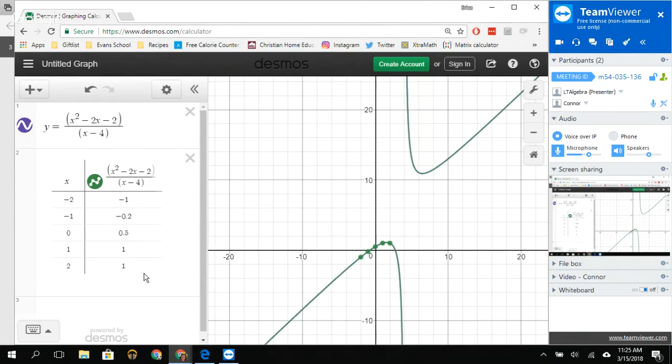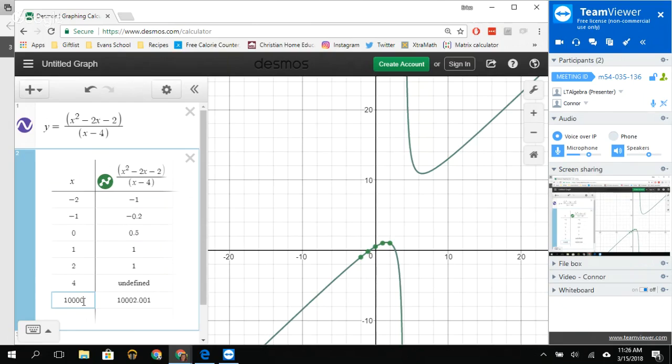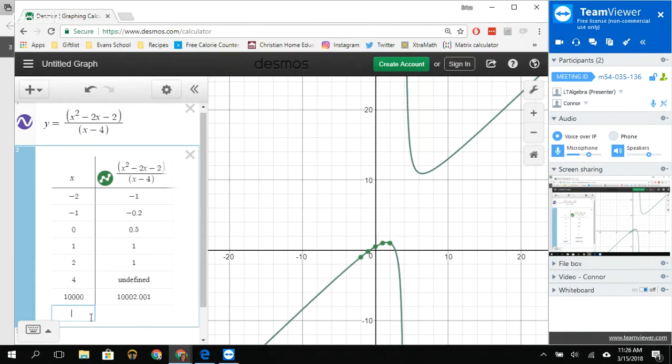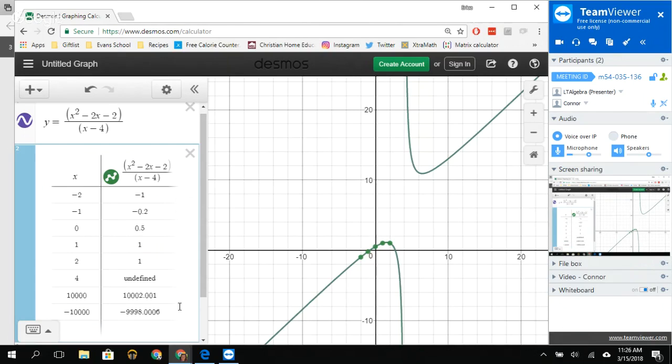Okay. And one value that I think is important is what happens when x equals 4. And then it's always good to do like 10,000, right? And let's also do like negative 10,000. Okay. All right. So this one's kind of an interesting one.